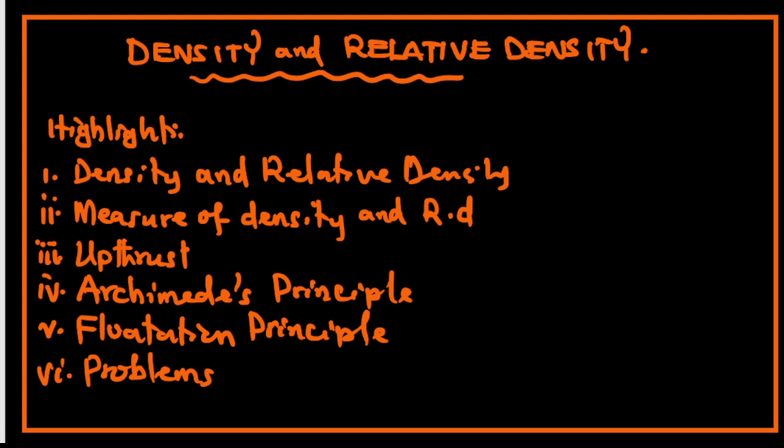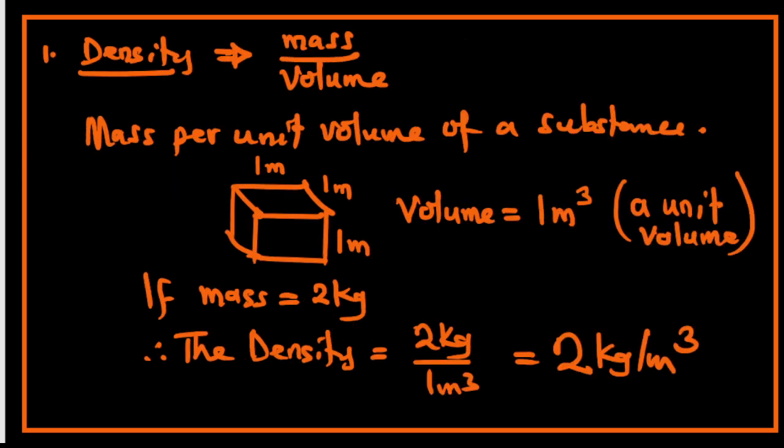So we have a measurement of density and RD, Upthrust, Archimedes principle, flotation principle, then we solve problems. So last class we were able to take 1 and 2. So in today's class we'll move into Upthrust and Archimedes principle. So this was still part of last class.